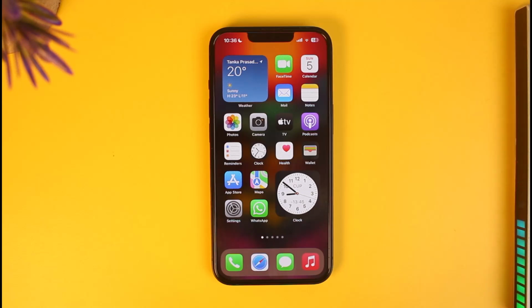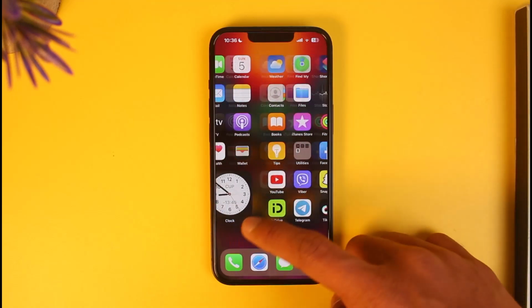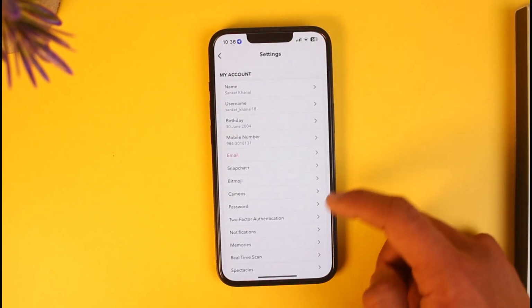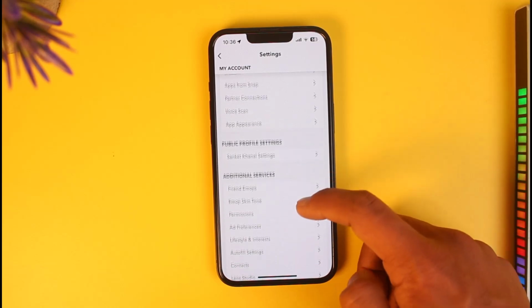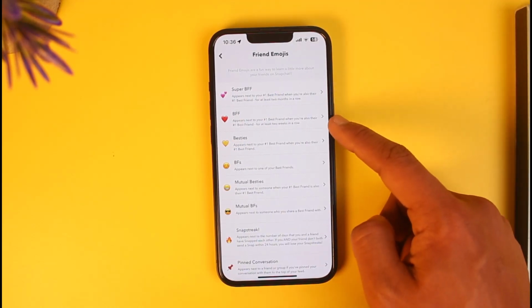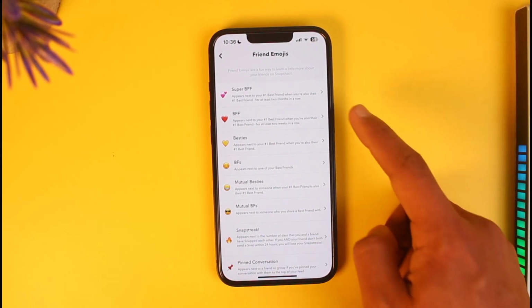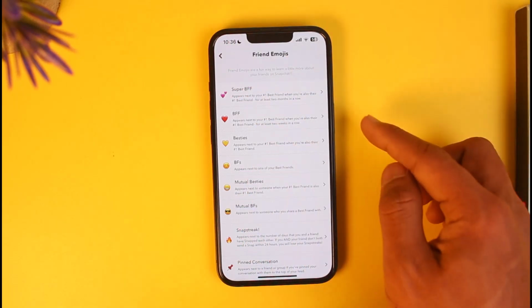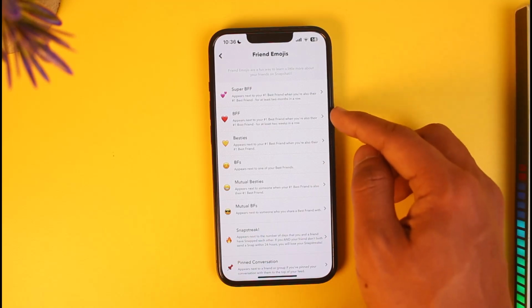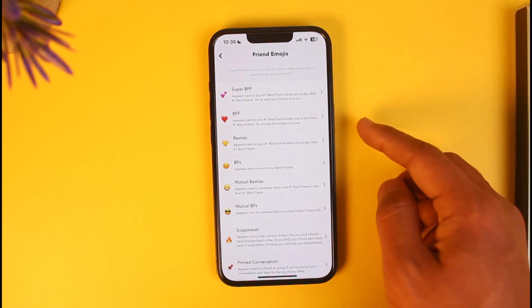So BFF, or better known as best friends, and there are different types of BFFs, right? If you want to remove someone from your best friends list, you open up your Snapchat, go to your profile page, and tap on the settings icon here, and then I will show you what each of these means. So you have friend emojis. BFF appears next to your number one best friend, and also you're their number one best friend for at least 2 weeks in a row. So that is BFF. It's a little bit different from your normal best friends, because best friends only have the smiley icon, but BFF is someone who has the red heart icon, right?